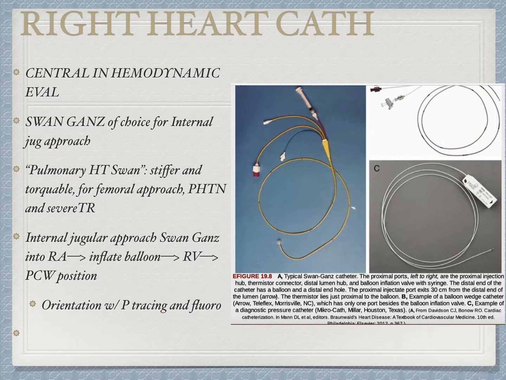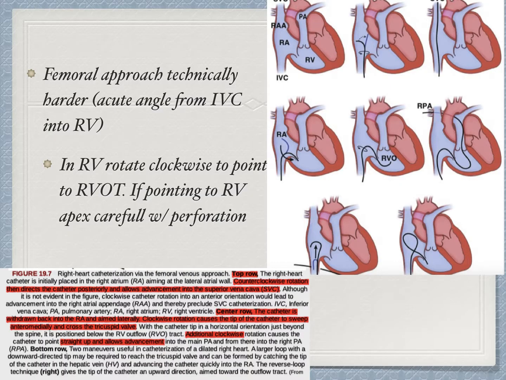Okay, then in general, pass the Swan-Ganz through the right atrium, inflate the balloon, then right ventricle and pulmonary capillary wedge. And what about the femoral approach, which is technically harder? There's an acute angle from the IVC into the right ventricle. That's why you have to rotate clockwise to point to the RVOT. Watch out, because if you're pointing towards the right ventricular apex, you can perforate it. This shows us the different techniques and how you should advance the catheter. That's all for this, and we will pass on to talk about hemodynamics.